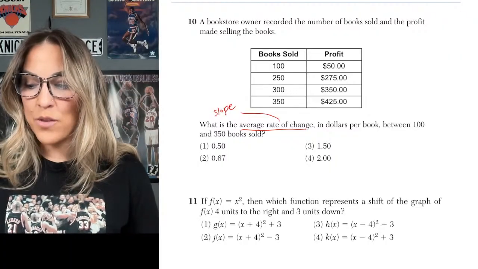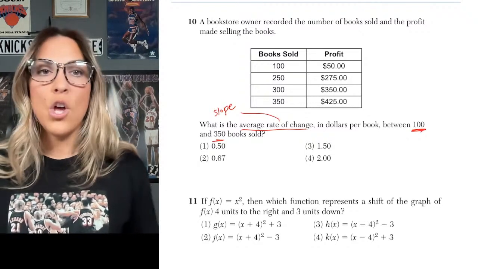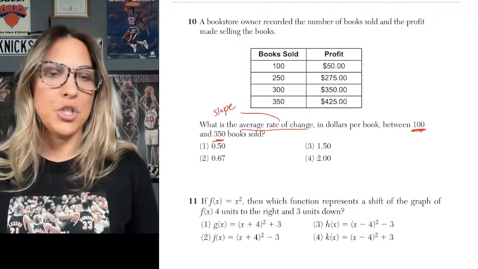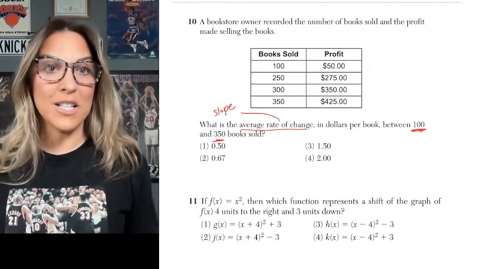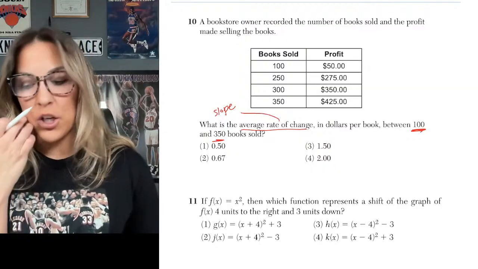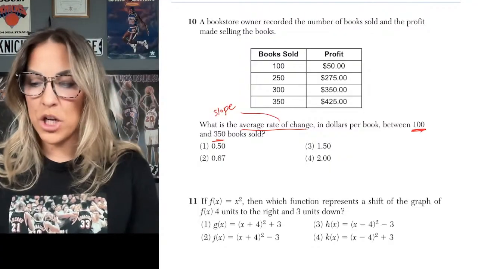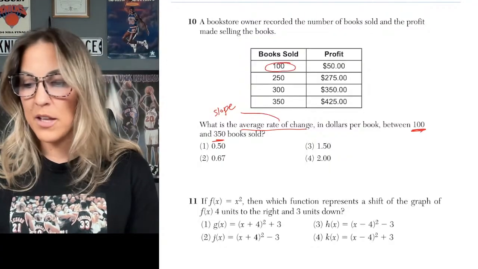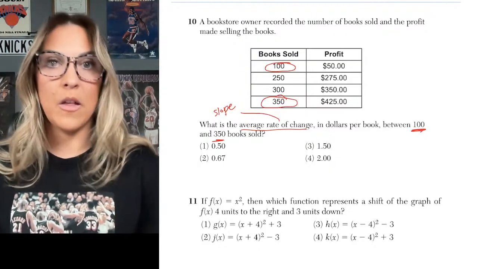They want to know the average rate of change in dollars per book between 100 and 350 books sold. So if you were finding the rate of change of a linear function, you could pick whichever 2 ordered pairs you want because there's a constant rate of change. If they're asking us to find the average rate of change, that usually means it's because there isn't a constant one, but they want to know the rate of change between those 2 specific values. Oddly enough, in this problem, the rate of change is the same throughout. So I don't know why they did that, but that's okay.